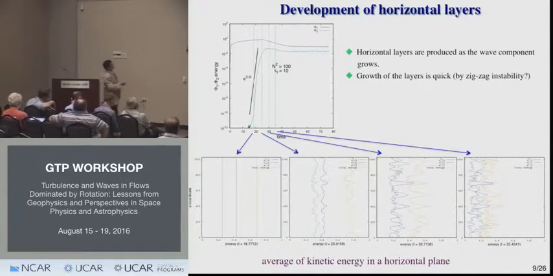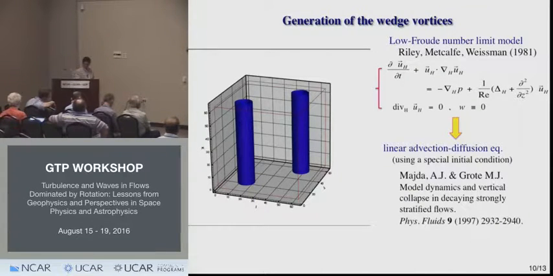So this rapid growth of the phi2 region produces these layers in the horizontal. To explain the development of pancakes from vertical layers or vertical vortices, I use a low Froude number limit model by Riley, Metcalfe, and Weissman many years ago.